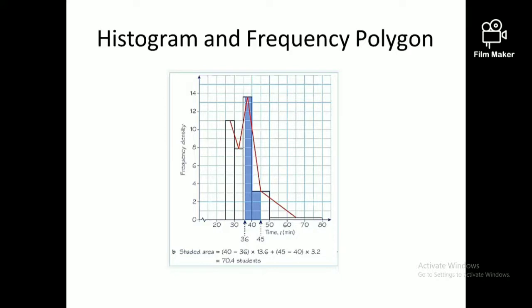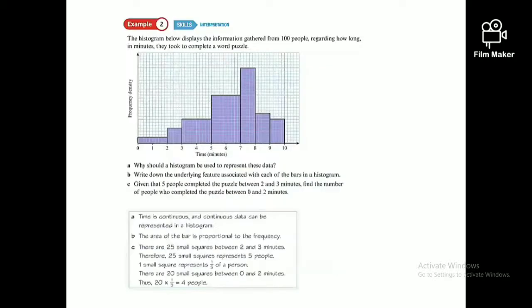Let's move on to the next question. In the next question, the histogram below displays the information gathered from 100 people regarding how long in minutes they took to complete a word puzzle. Right. Then the first question they ask is why we should use a histogram to represent this data. What is the reason for this?